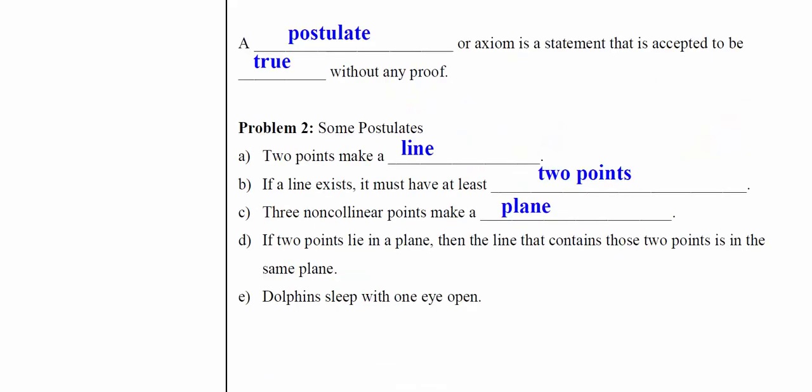A postulate or an axiom is a statement that is accepted to be true without any proof. So this is a statement that we just accept. We don't have to prove it. It's just one of the rules of the game. Okay, here are some examples of some postulates. So we have 2 points make a line. And if a line exists, then it must have at least 2 points. 3 non-collinear points make a plane. And if 2 points lie in the same plane, then the line that contains those 2 points is in the same plane. Let me visualize that one for you.